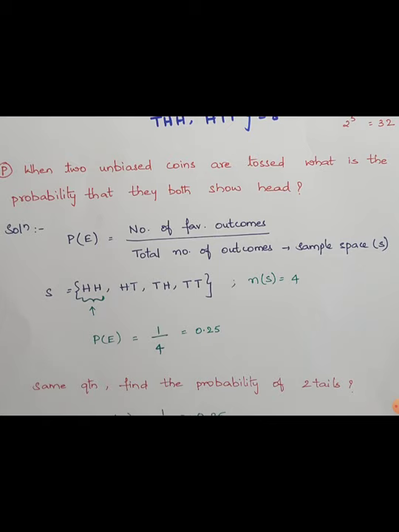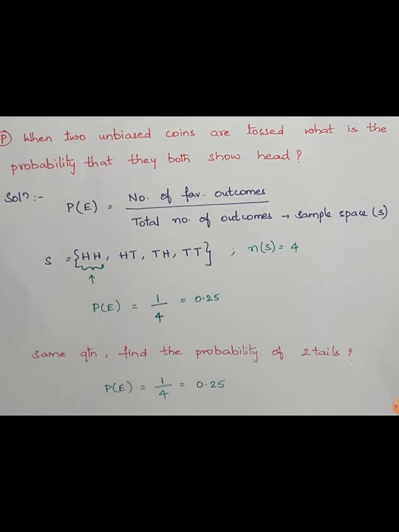So what is the event? The probability that the 2 coins show head is equal to 1 by 4, where 1 is the favorable event. So 1 by 4 is equal to 0.25. Now in the same question, if they ask you to find the probability of 2 tails, then if you see the sample space, we have only one outcome, TT. So P of E will be equal to 1 by 4, which is equal to 0.25.